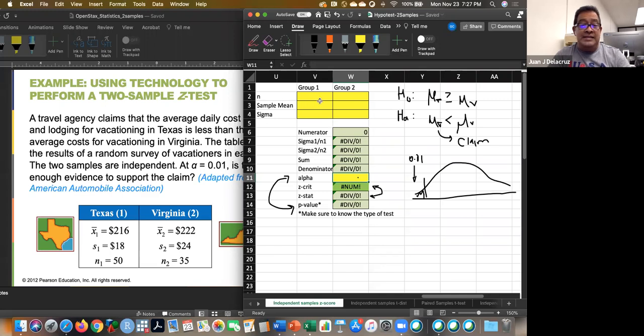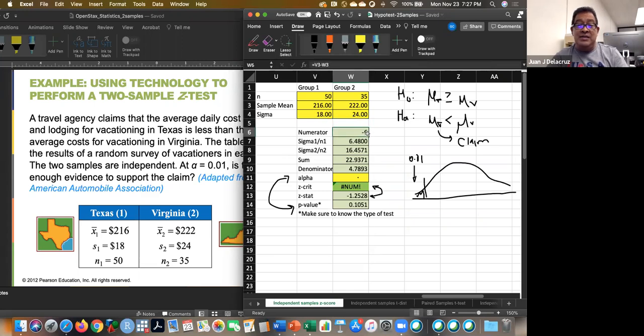So now I have all the things that I need. The sample size in the first group is 50. The second group is going to be 35, right? So we have the sample mean for Texas, which is 216, and the sample mean for Virginia is 222, right? Sigma, in this case, we don't have, but we have a big sample size, so we can use the standard deviation of the sample for this. So this is 18, and in this case this is 24, right?